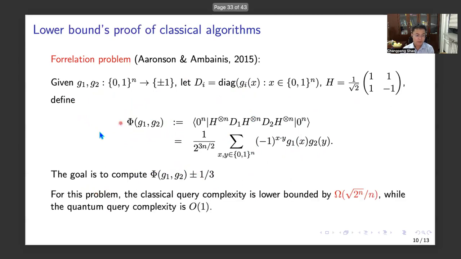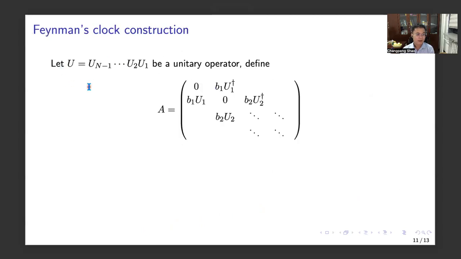And it was proved by Aaronson and Ambainis that for this problem, the classical complexity is lower bounded by square root of 2 to the n divided by n, while the quantum complexity is just O(1). Okay, we will use this problem. So to build a connection between this problem and the function of matrices, we will consider Feynman's clock construction.